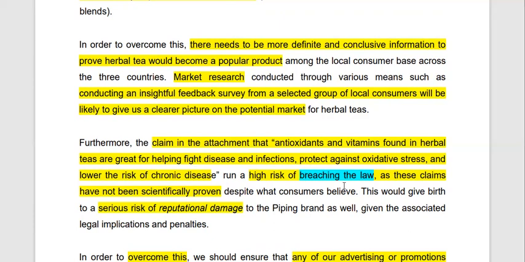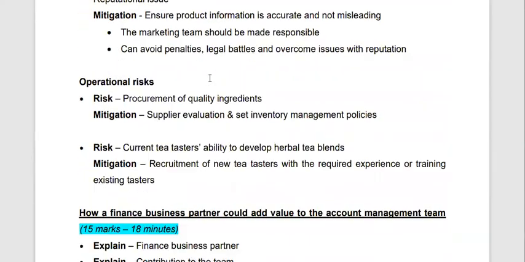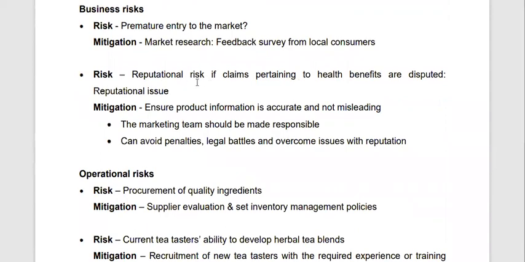So I suggest you to go through the second webinar where I highlighted this point again and again, as these claims have not been scientifically proven. And if we go to town with this information, there's a serious risk of reputational damage as well. That's what I've highlighted in my answer plan. Reputational risk if we claim that the infused teas will have health benefits.